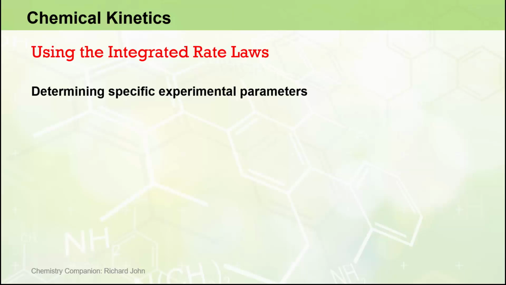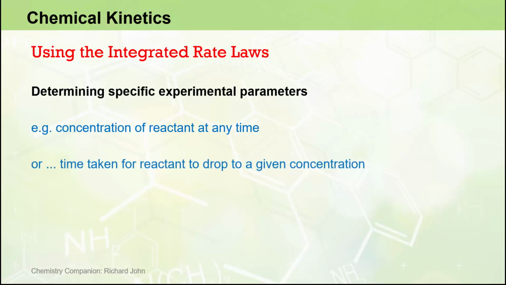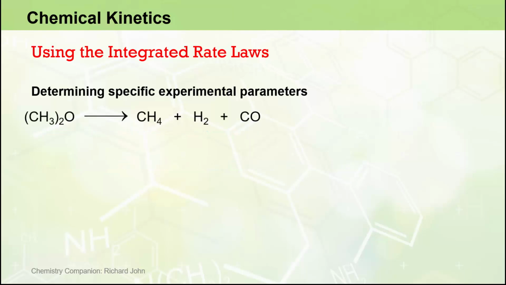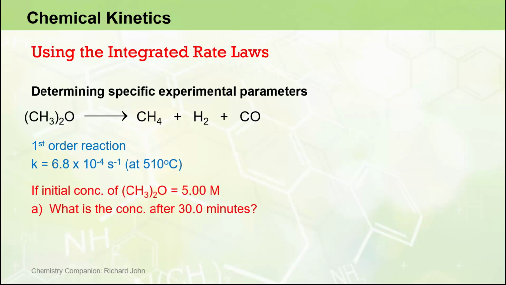The second way to use the integrated rate laws is to use them to determine some very specific reaction parameters, such as the concentration of a reactant after a given time, or the length of time it will take for a reactant to drop to a certain concentration value. And both types of calculations are very useful in real-world applications. We'll use the decomposition of dimethyl ether as an example. Now, this reaction happens to be a first order reaction with a rate constant k of 6.8 times 10 to the minus 4 s^-1 at 510 degrees Celsius. And note how the units for the rate constant, s^-1, match that expected for a first order process. A typical problem we'll want to solve may look something like this.